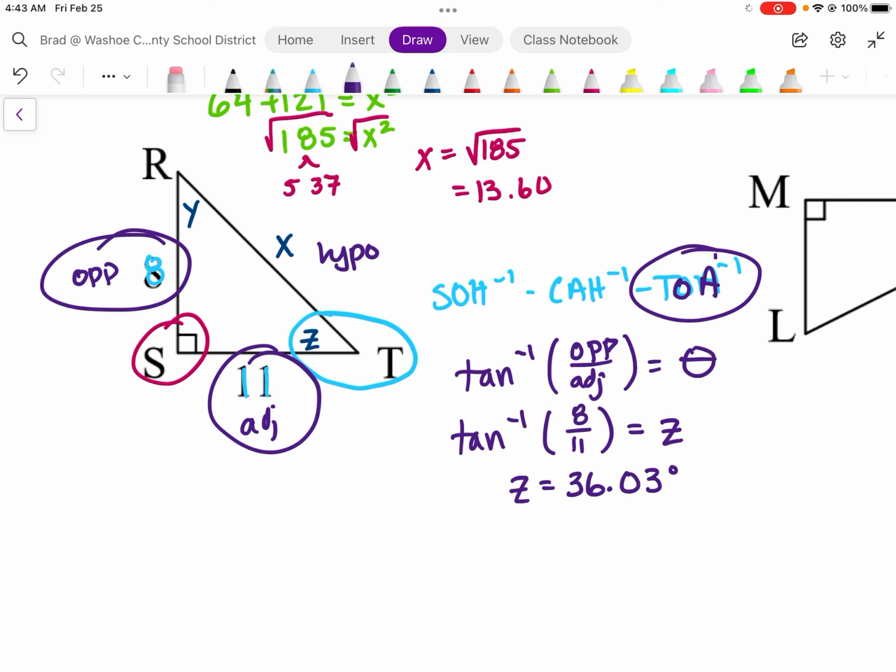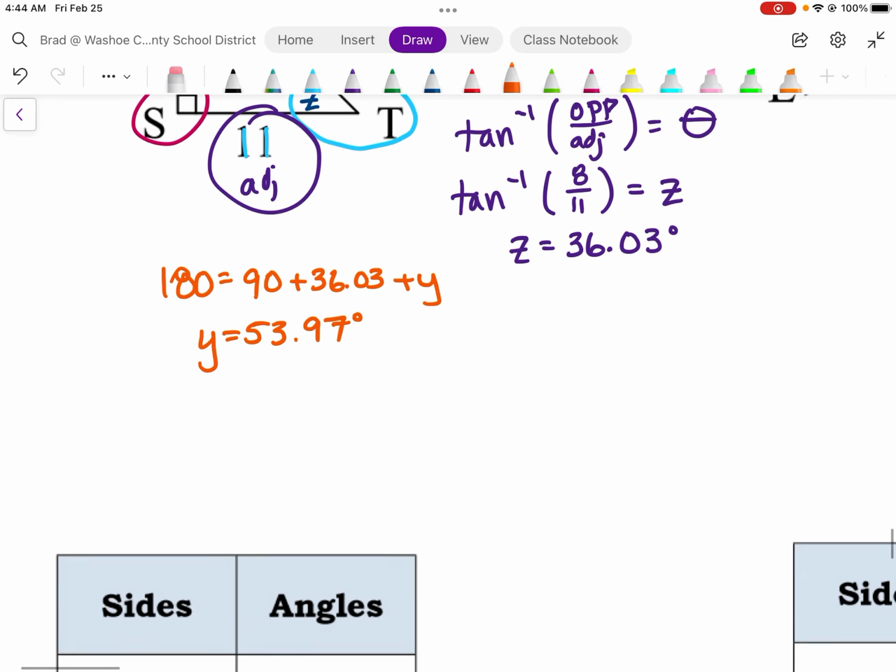Alrighty, so now similarly, friends, let's tackle that last angle. We're going to do 180 degrees in our triangle. So 180 is equal to the 90 from S, the 36 from Z, and then plus Y. When we figure that out with our calculator, Y is equal to 53.97 degrees.